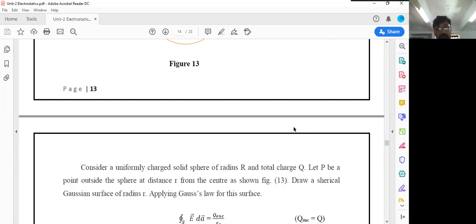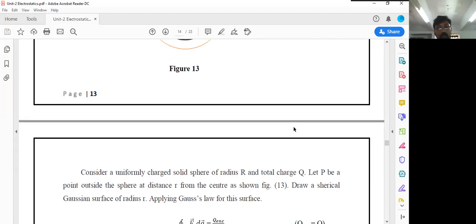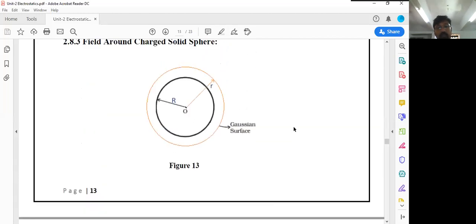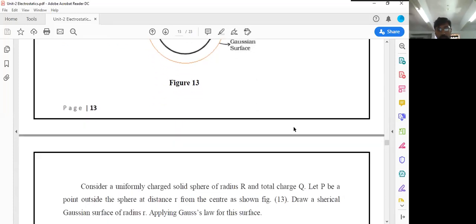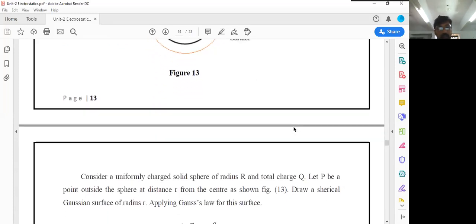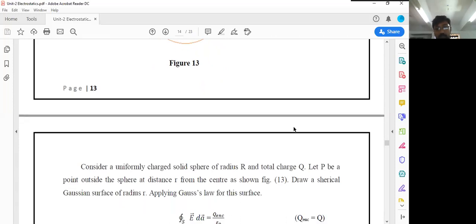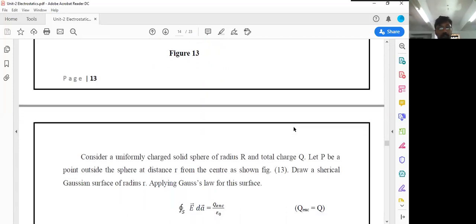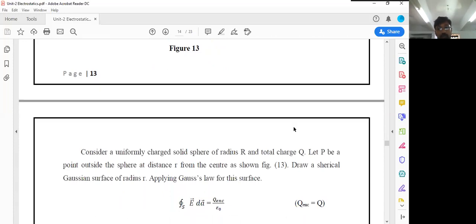Let P be a point outside the sphere at a distance r from the center of the sphere. We can see in the figure the sphere of radius R and a point P at distance r from the center. We have drawn a circle of radius small r, which is the Gaussian surface. So we draw a spherical Gaussian surface of radius r, and now we apply Gauss's law in order to find the electric field due to this charged solid sphere.